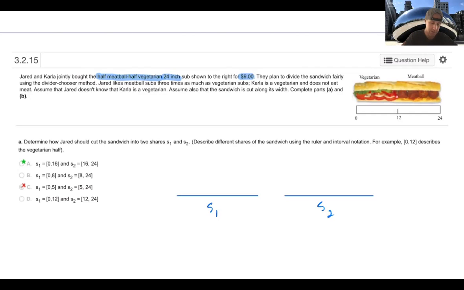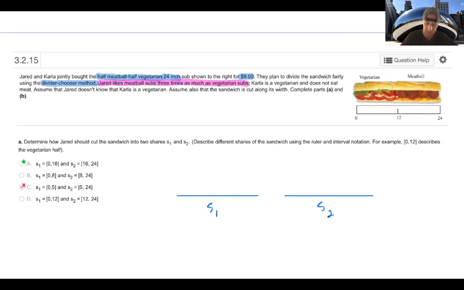So again, why is it named divider-chooser? Pretty obvious reasons, right? One's going to divide, one's going to choose, if there's only 2 people. Okay, which in this case, they're starting us off nice and easy. Jared likes meatball subs 3 times as much. So now they're giving us some important information here. Jared likes the meatballs 3 times as much as the vegetarian.